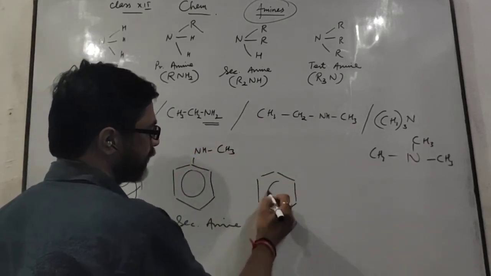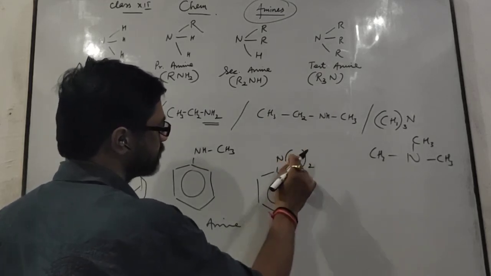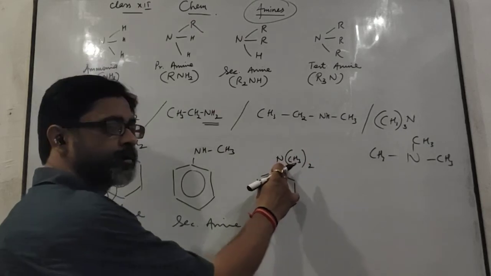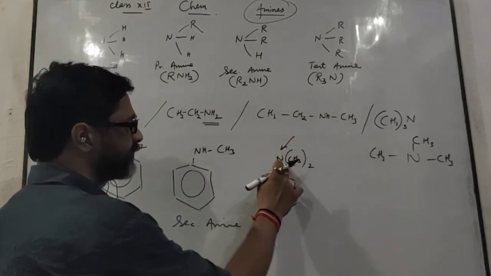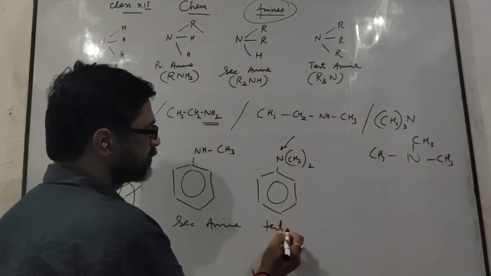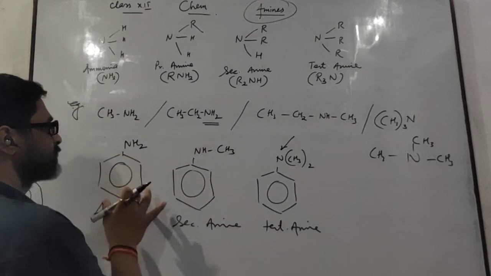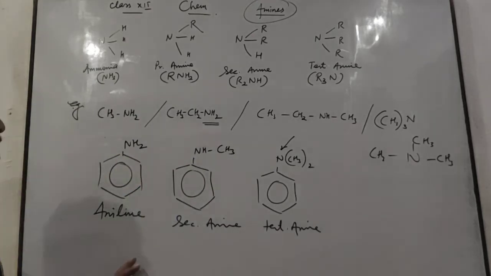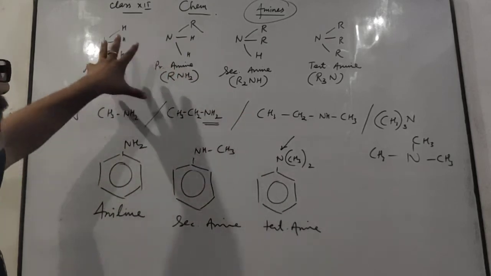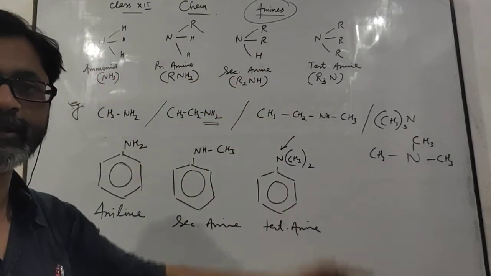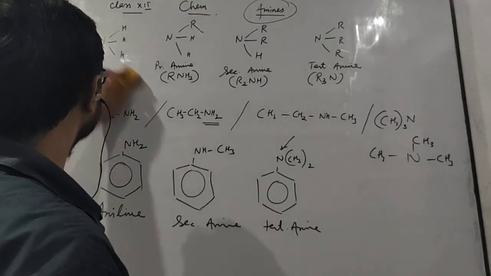If like this, the figure is this one, then it is tertiary amine. How can you differentiate? Due to presence of nitrogen atom, it is tertiary amine. Okay? This one is secondary amine, this one is primary amine. Like this. So these are about the various types of amines. What are amines and how are they differentiated? Okay? Now I am going to continue.